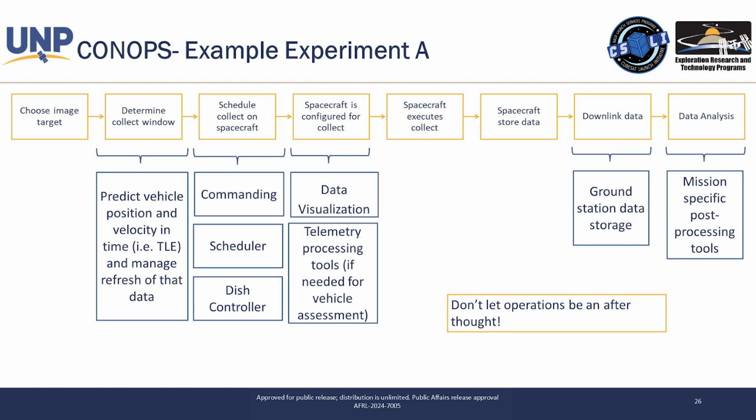So once again, don't let operations be an afterthought. These boxes here are some of the software that you're going to need. Anything from predicting the vehicle's time and position to actually commanding it, scheduling it, both on the vehicle and on the ground, controlling the dish, visualizing that data, processing that telemetry that's coming down, storing that data, and doing analysis on it, any kind of post-processing tools you're going to need afterwards. This is a lot to do. Some of it may be commercial, some of it you will almost certainly have to build yourself. So think about it well ahead of time, begin working it in as early as possible, and making any kind of changes or adjustments that you need to before you launch.